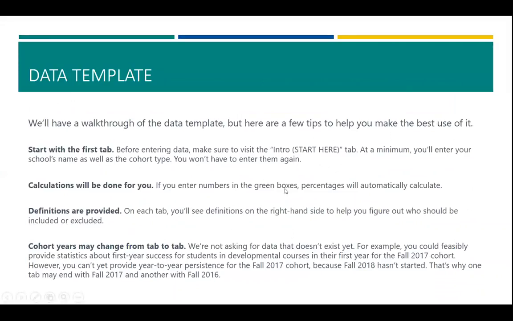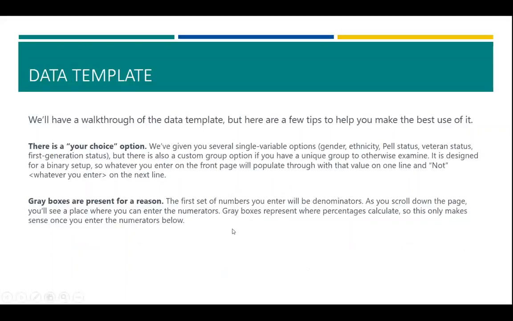All right, so back to the data template here. Just the things to remember, start with your first tab. The template is set up to do calculations for you. We're providing definitions on each tab, so you don't have to go back and forth to figure out where to go. And yes, I see some other questions have come in, and we will get to those momentarily. Cohort years may change from tab to tab, so just pay attention to which cohorts you're on. There is the year choice option, but it's set up as a binary. So if you enter students with disabilities, it will then say not students with disabilities.